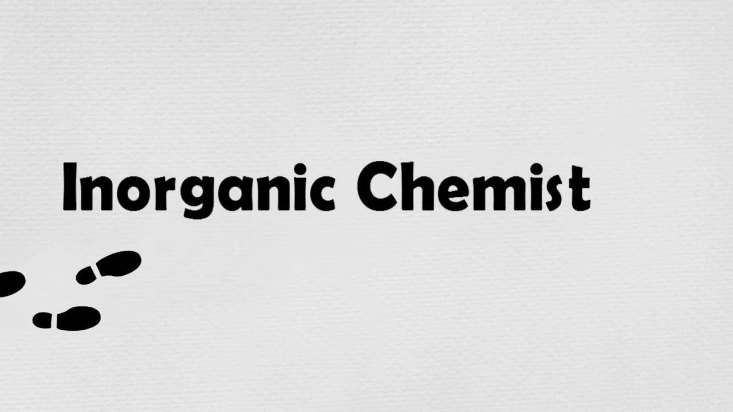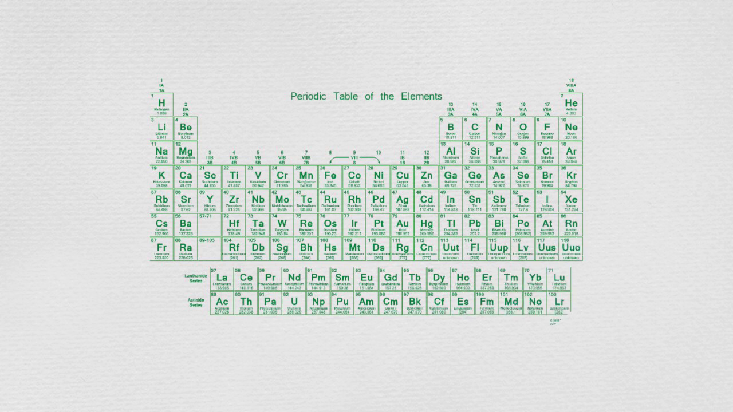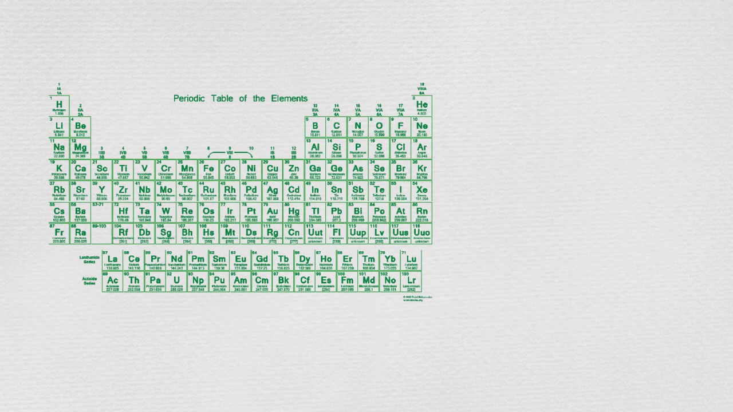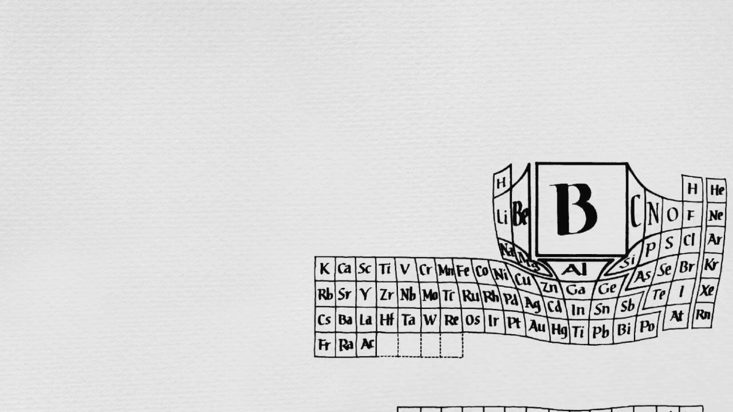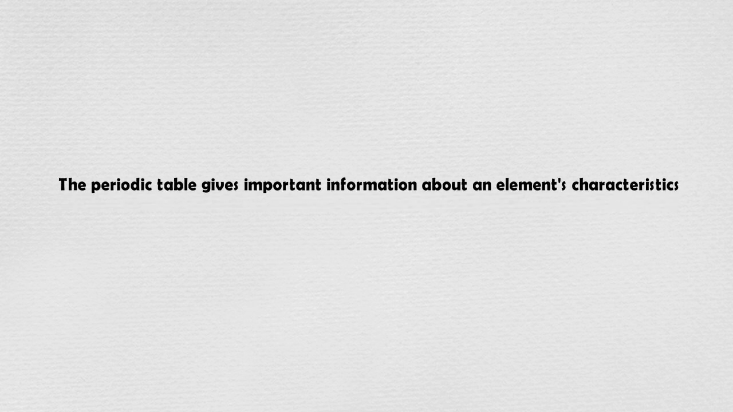The next branch we will take a minute to focus on is the branch of chemistry called inorganic chemistry. Inorganic chemistry deals with all the elements in the periodic table. The periodic table is a table that organizes all the elements found in nature and even some man-made elements. It separates each element in its own special box, which provides the information of how each element is made. The periodic table gives important information about an element's characteristics.